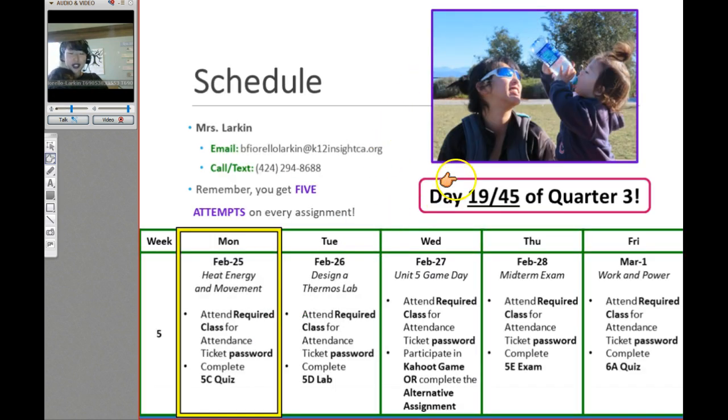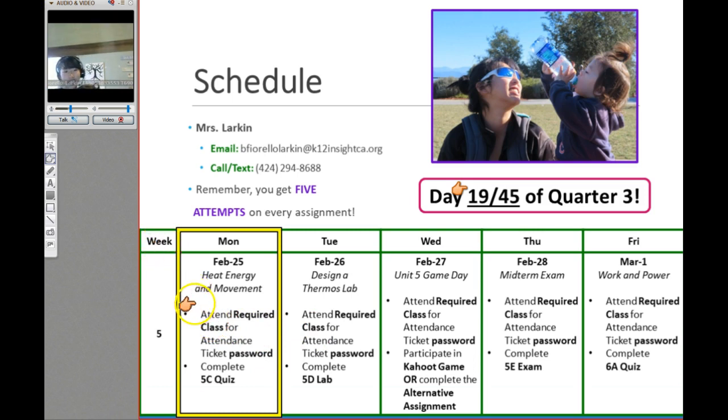Cool. All right, everyone. So we are on day 19 out of 45. We are officially going to be in the 20s tomorrow. Smiley faces if that makes you happy. Thumbs down if that makes you a little bit nervous because it's going by very, very quickly. Awesome. Good. I'm seeing smileys. Glad we're happy about that.